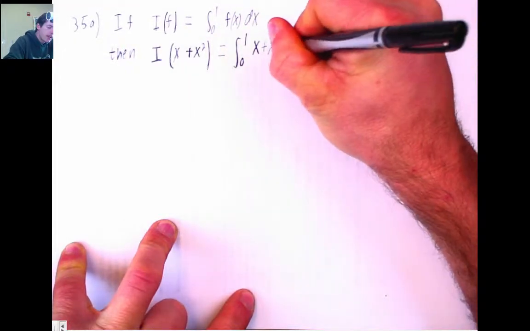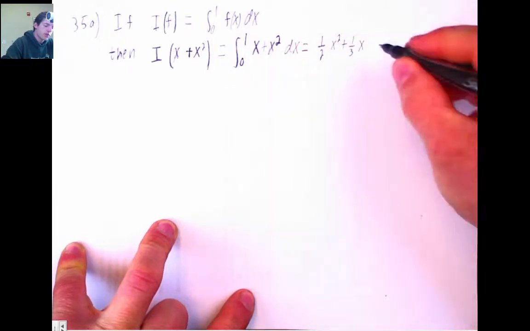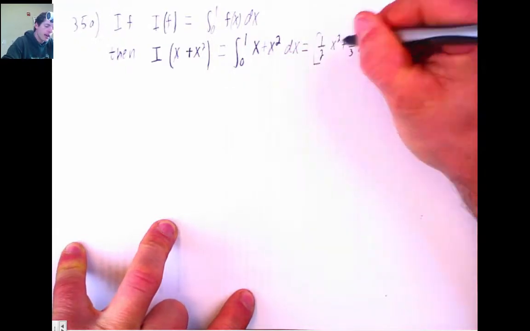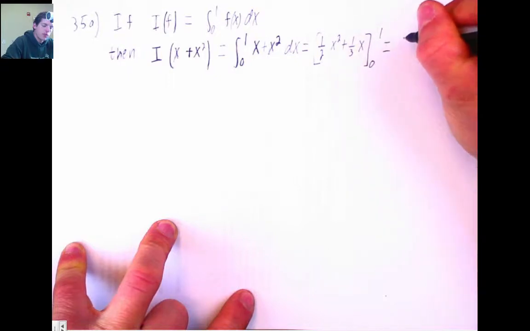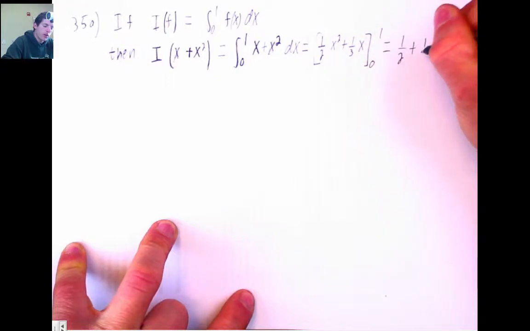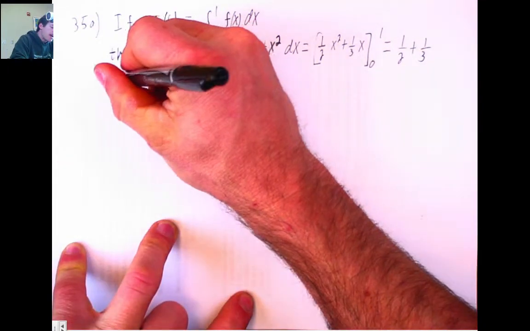But the integral of the sum of those two functions is, well, we've got to evaluate that antiderivative between 0 and 1, and that just gives 1/2 plus 1/3. I know I could simplify, but I'll leave it like that.